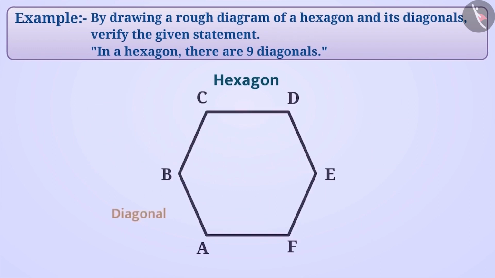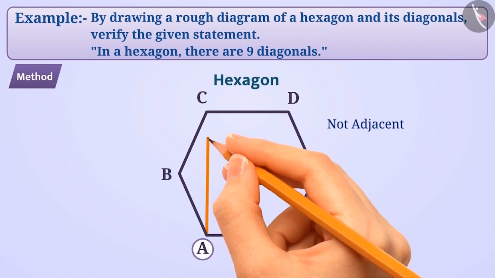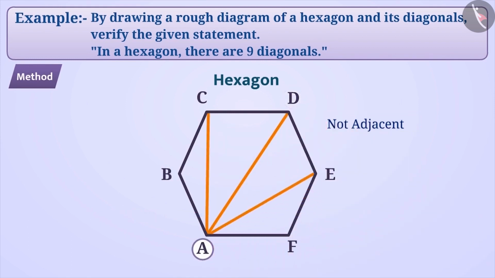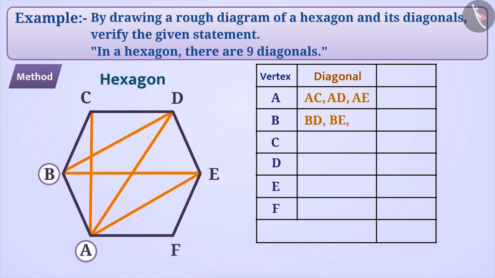The diagonal of a polygon is a line segment that connects the vertices which are not adjacent. To verify the given statement, we will have to draw all the diagonals of the hexagon. Let's learn an easy method for this. First of all, we will take the vertex and join it with other vertices that are not adjacent. Like here, we have drawn the diagonals AC, AD and AE. Here, we know that from a vertex, 3 diagonals can be drawn. So, we will draw 3 diagonals from each vertex. From B, we can draw 3 diagonals like BD, BE and BF, etc.